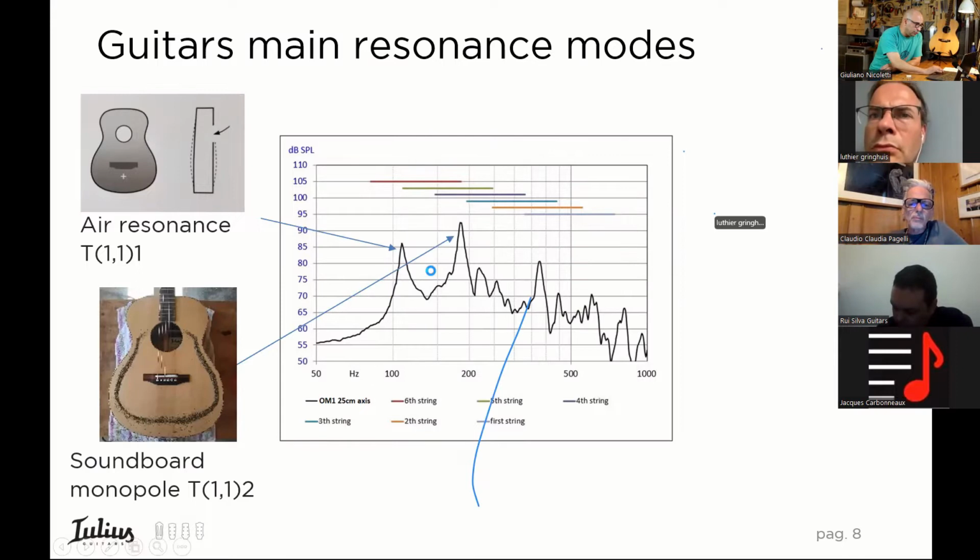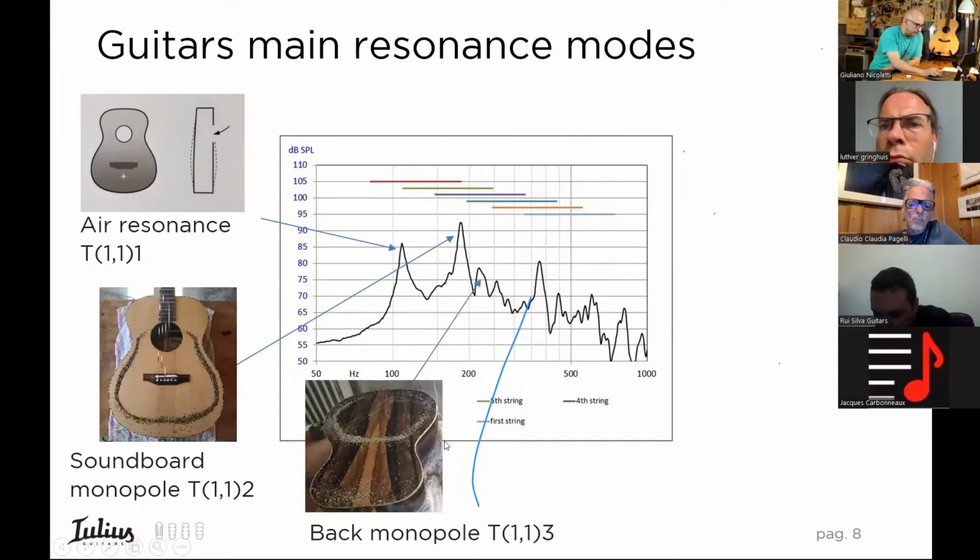I can show you a quick animation. This is a finite element simulation of a soundboard of a guitar. And you can see that this is the monopole. We call it like this because it's just one pole. It's like a piston moving up and down. It is maybe the most important resonance mode of a guitar. And this is usually the second peak that we can see.